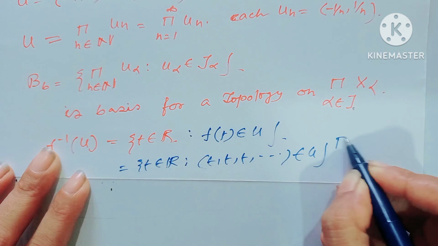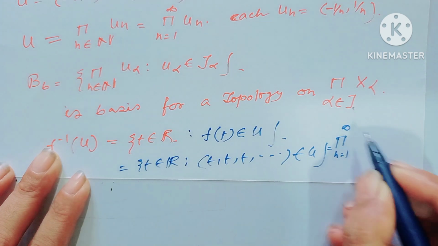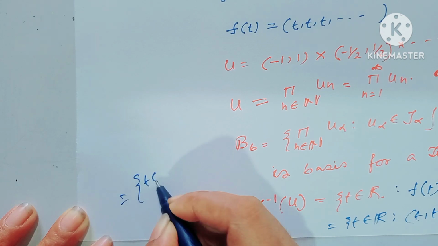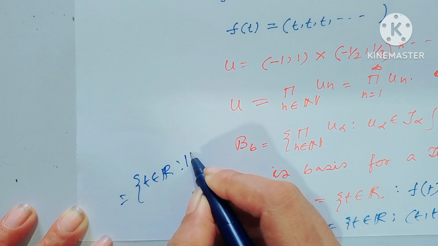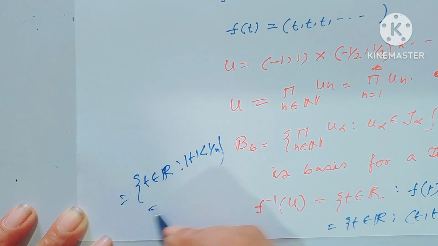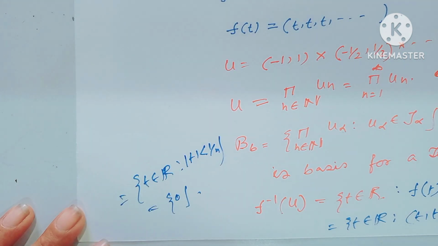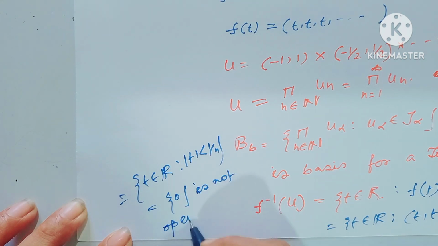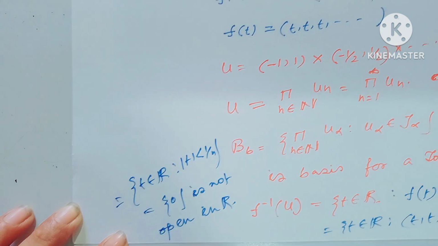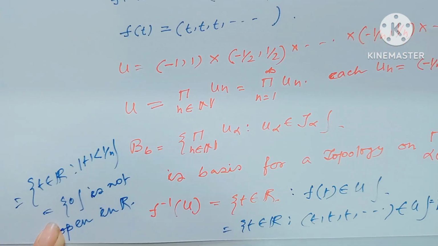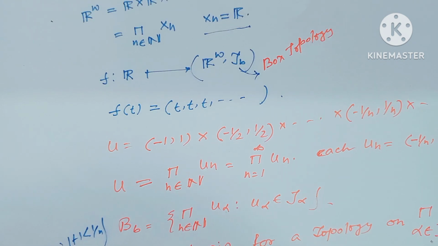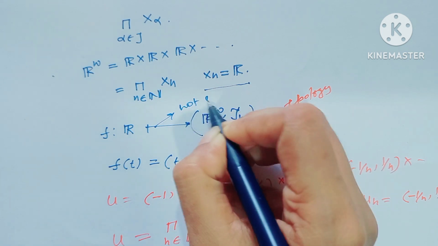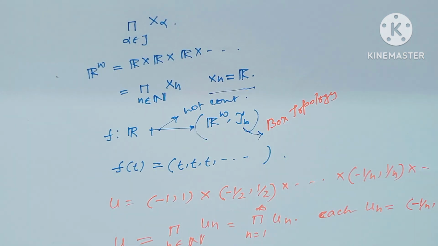This is the intersection over n from 1 to infinity of (-1/n, 1/n), which is the set of t belonging to the real numbers such that the modulus of t is less than 1/n for all n, and this is the singleton set {0}. The singleton set {0} is not open in R. So here I have got the inverse image of an open set that is not open, so the function in the box topology is not continuous. I hope all my viewers have understood this clearly.